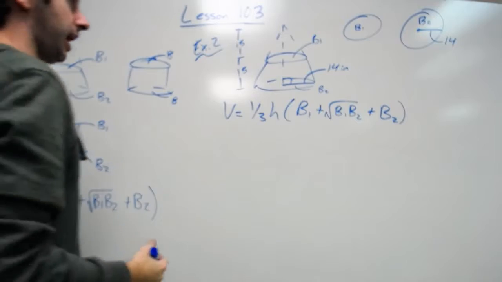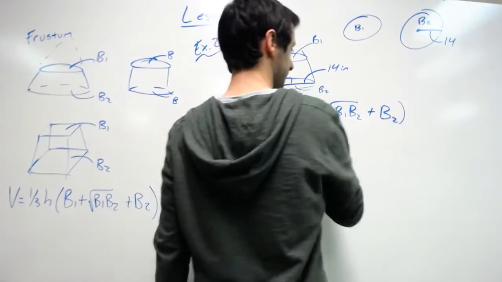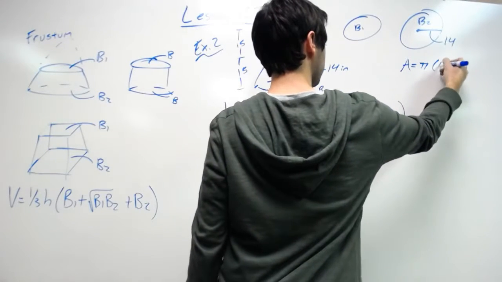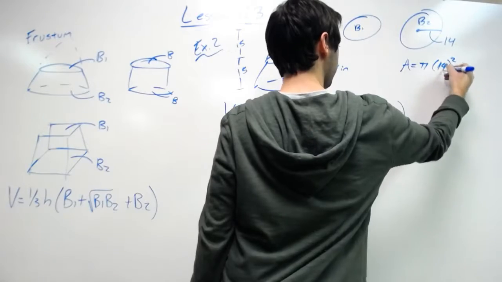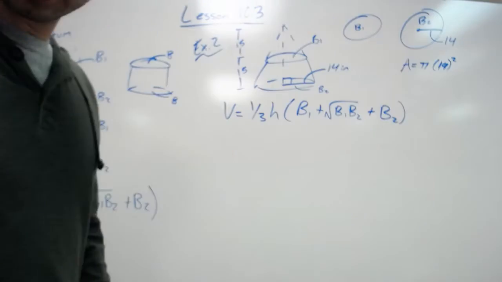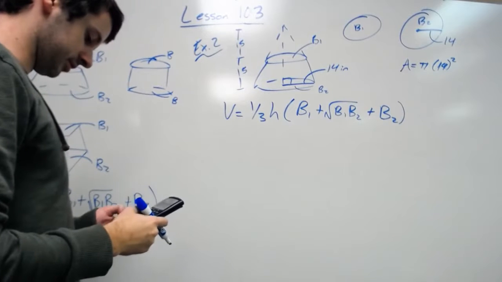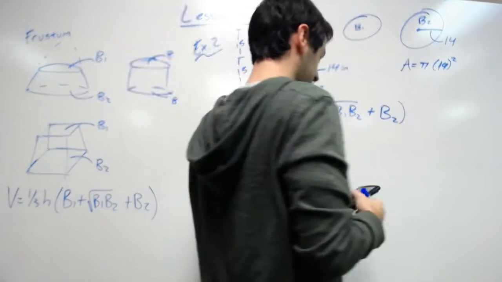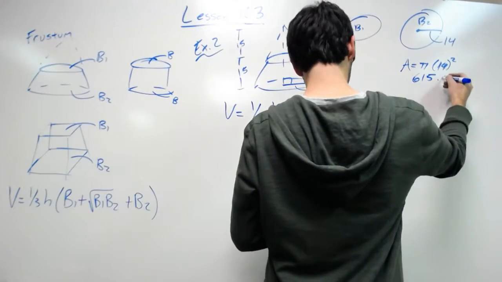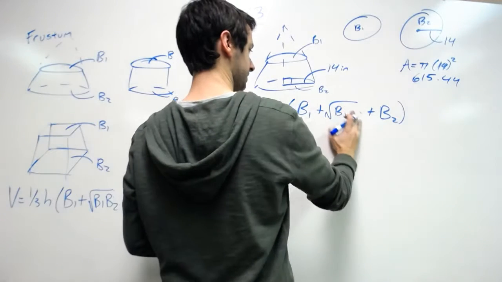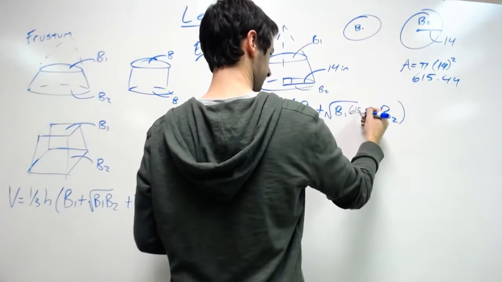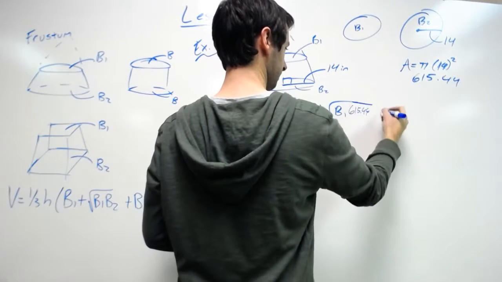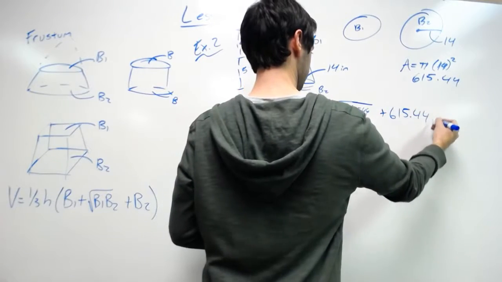So for base 2, let's go ahead and just solve. Let's get some of this done and solve for the area of that circle. So pi r squared, 14 squared, 196, okay? And 196 times, I'm just going to use 3.14 for pi, is 615.44. So I'm going to plug that in for base 2. Give myself a little more room.